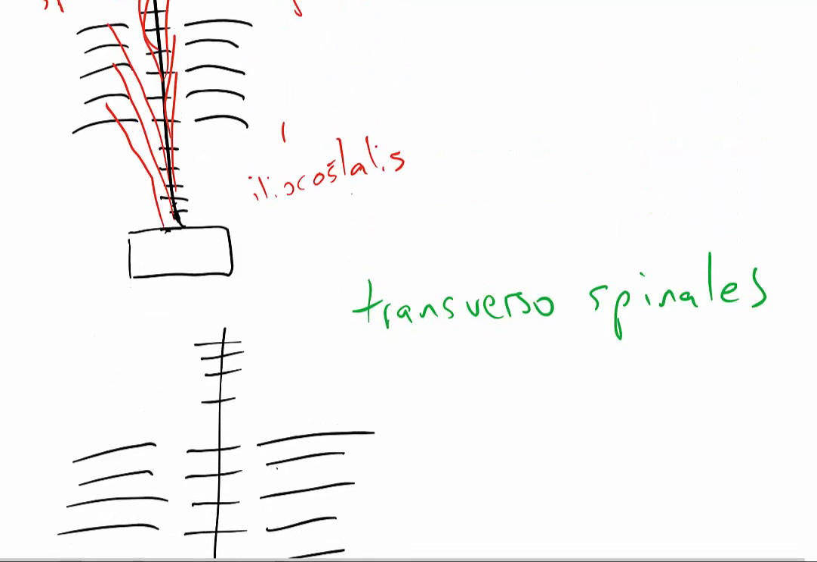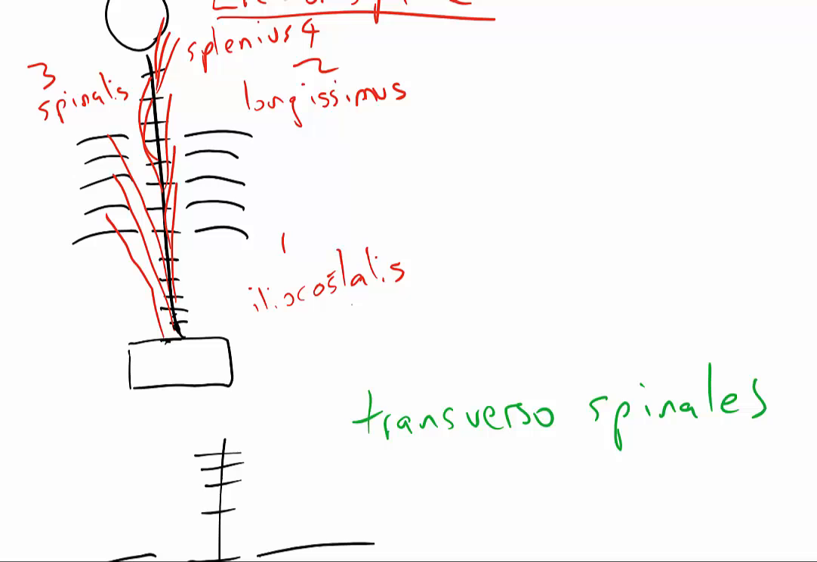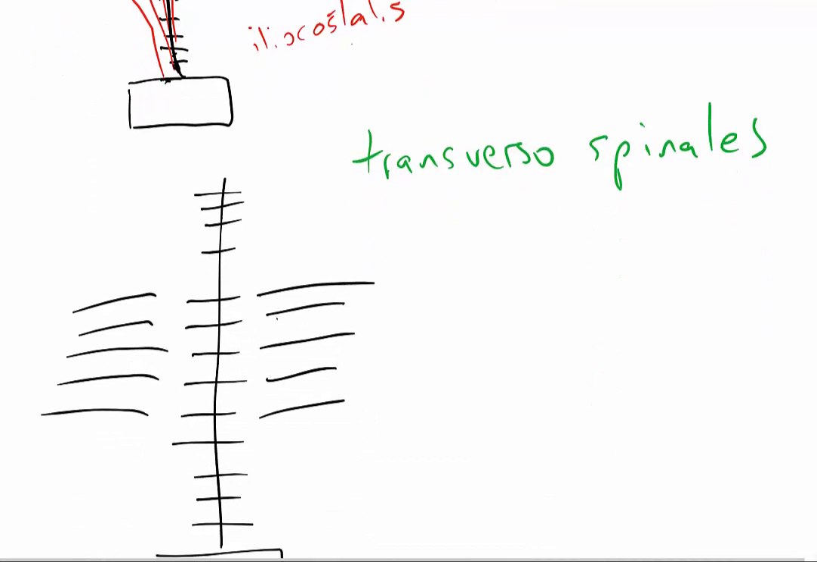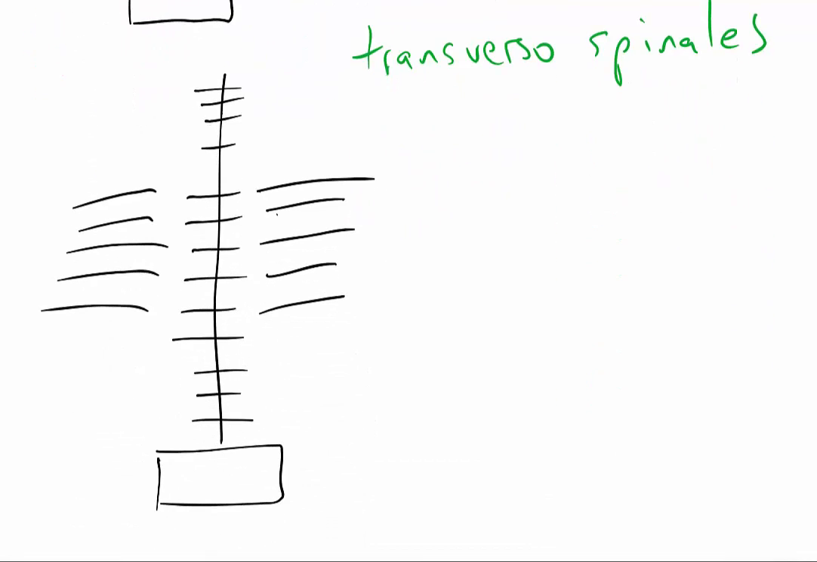The next set we're going to draw are the transversus spinalis group. As you can tell from the name, these are going to go from transverse process to spinous process. And of course that means that they're going the opposite direction to the erector spinae group. Remember, the erector spinae group tends to go outwards as we go up. The transversus spinalis are going to go inwards as we go up.